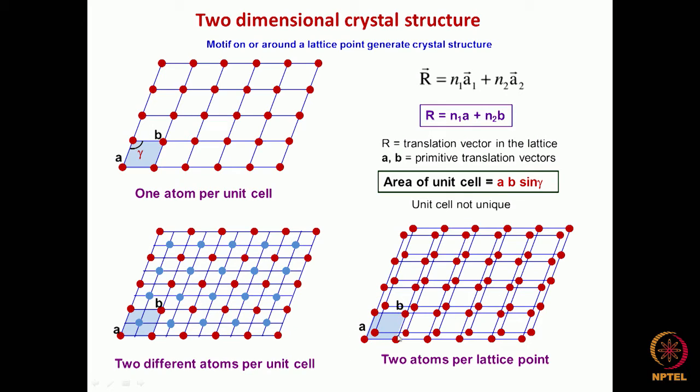This is another example where you can see that the same type of atom is present, but in this particular case we have essentially 2 atoms per lattice point, but this again is a primitive lattice. Okay. The area of the unit cell can be calculated by finding the magnitude of the axes times the sine of the angle between the axes.